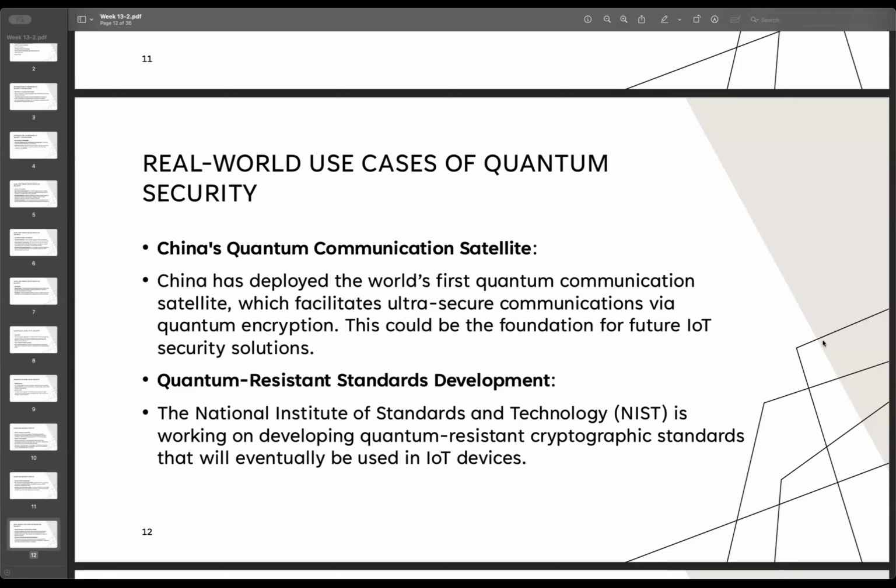So it's possible. And one of the limitations, because we always talk about IoT devices, is the hardware and power limitation. How can we use those quantum resistant standards, and how can we implement them after development in those low power, resource constrained IoT devices? That's the next question.